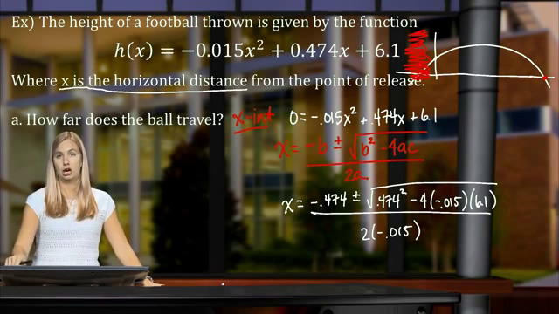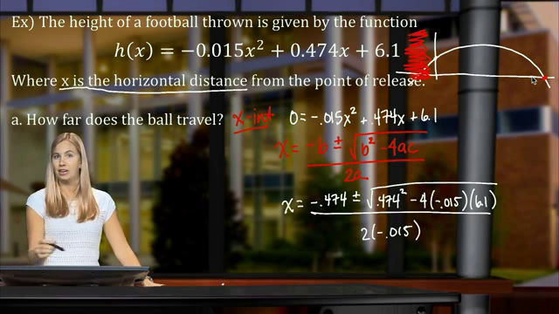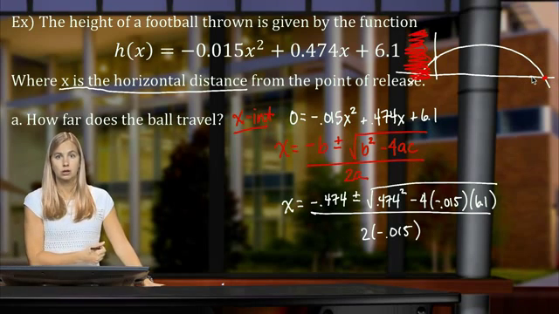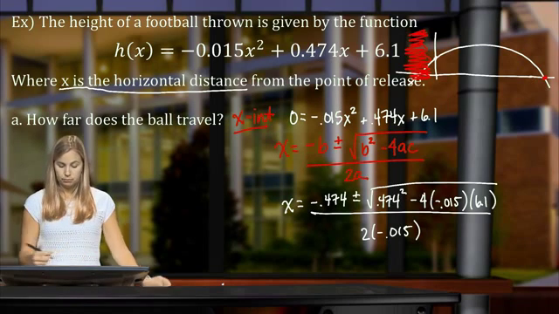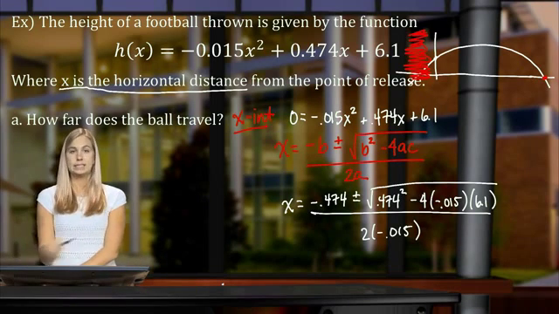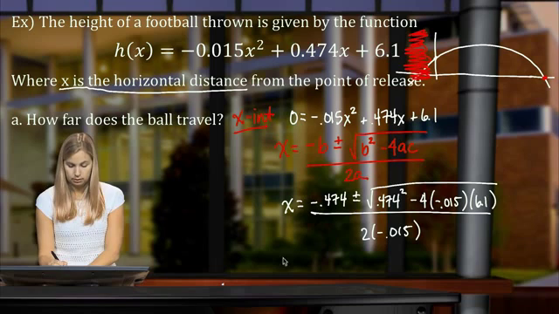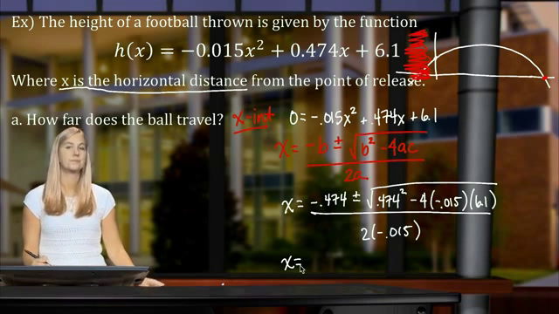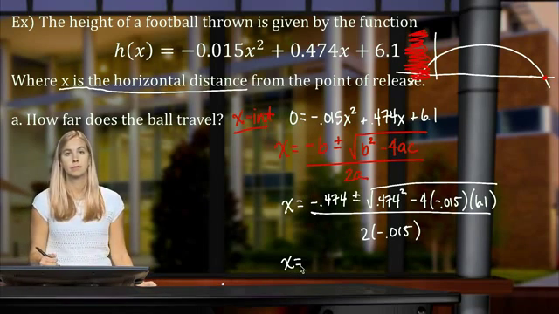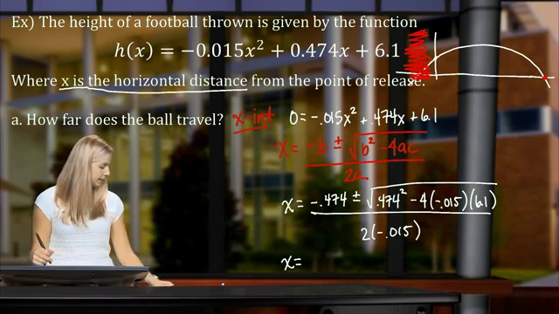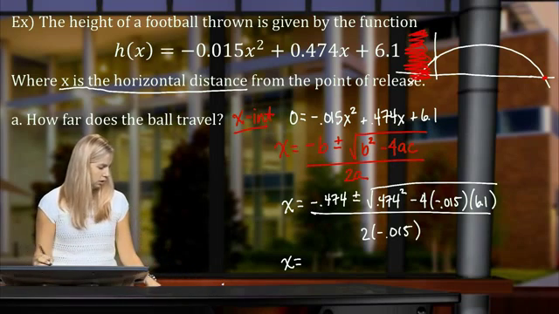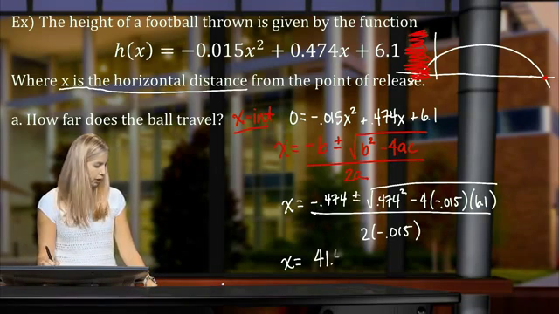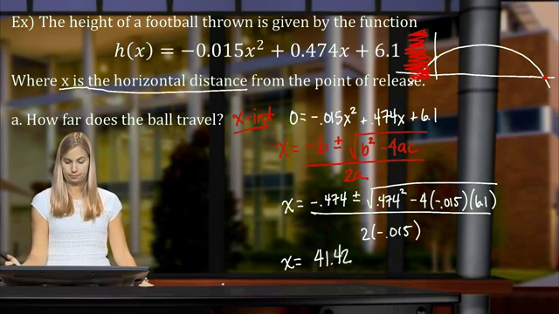Remember that we only care about the positive one because if we think about our real life restrictions, having a negative x value isn't relevant, isn't meaningful. So go ahead and pause this and evaluate this. And now that we're back, we get that x is equal to 41.42.